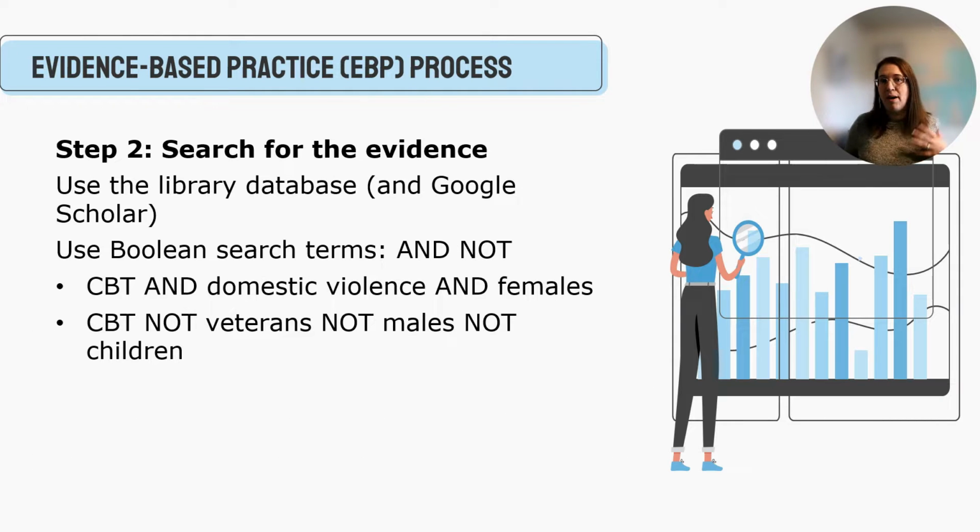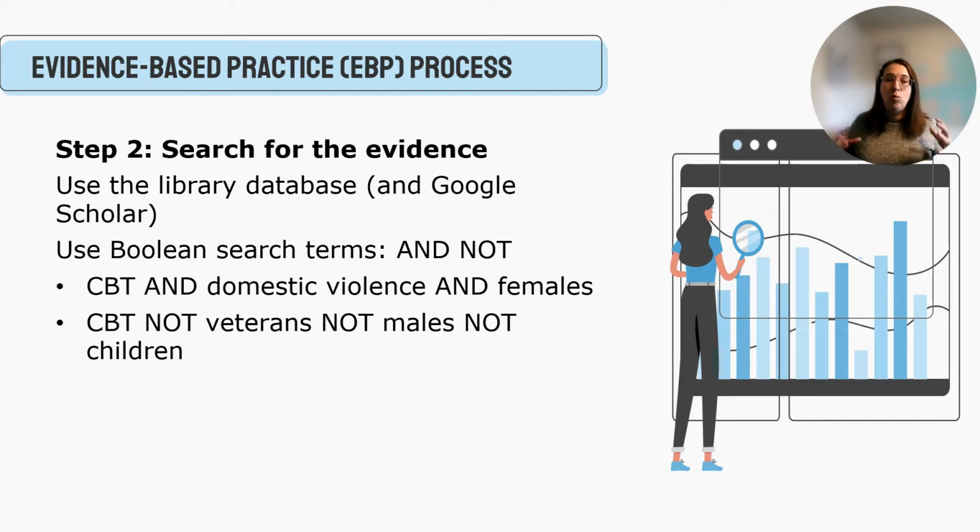So once you have come up with this good question, you're going to start to search for evidence. You can use the library database. You may not have access to that as a practitioner in the field, but you can always use Google Scholar, which I love. It's a great research tool. You can do things like Boolean search terms. I'm not going to go into detail, but it's something you can Google.